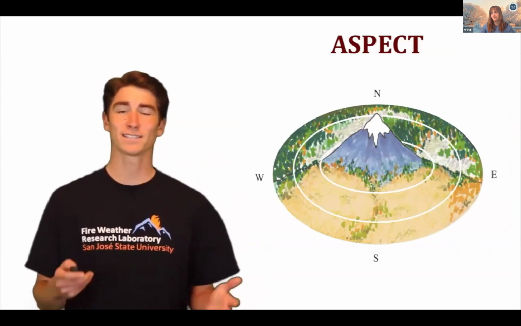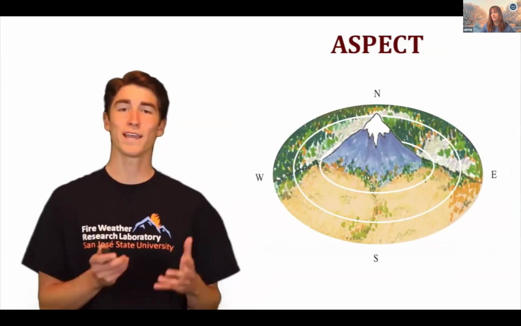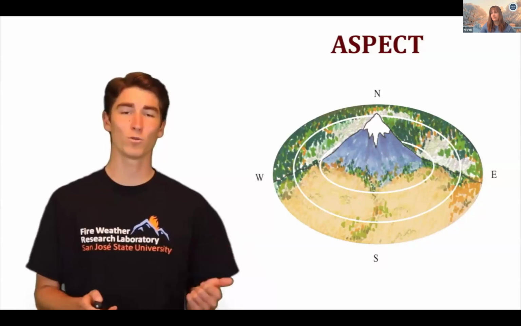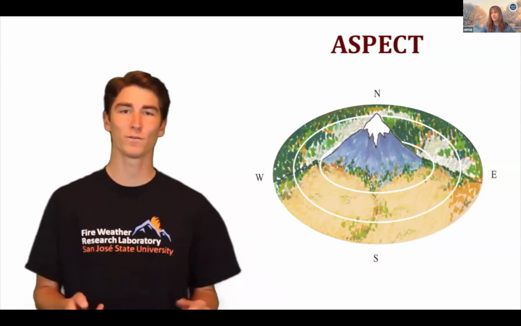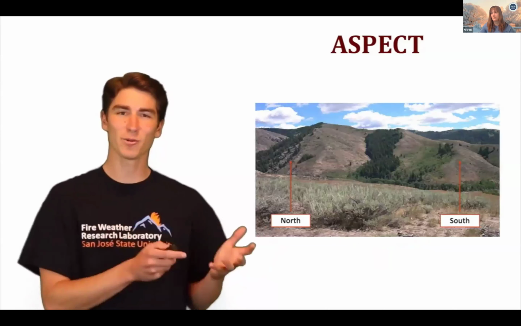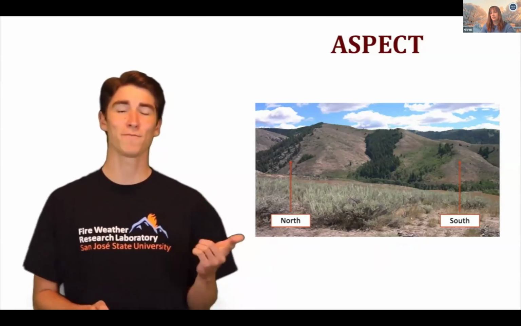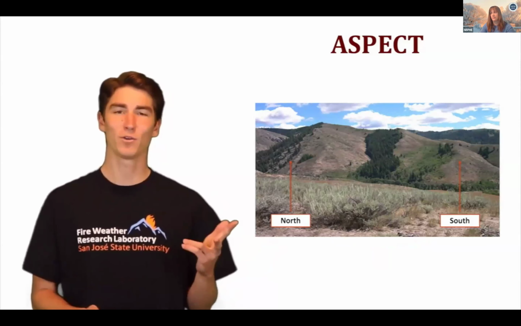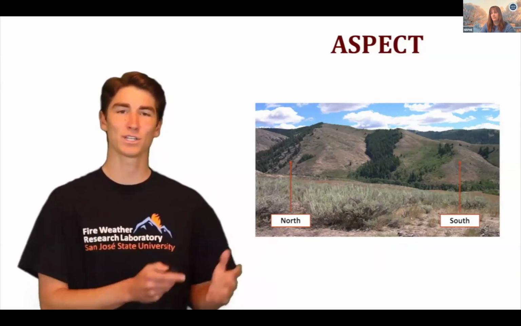The key thing this has an impact on is how much sunlight that slope gets, which then has an impact on the types of fuels that you have, the conditions of the fuels, and how much of those fuels are present. So on the north-facing slopes, that's where it's a little bit shadier. That's where you're going to have lower temperatures, heavier fuels, higher relative humidity, and higher fuel moisture. So wildfire isn't as much of a concern.